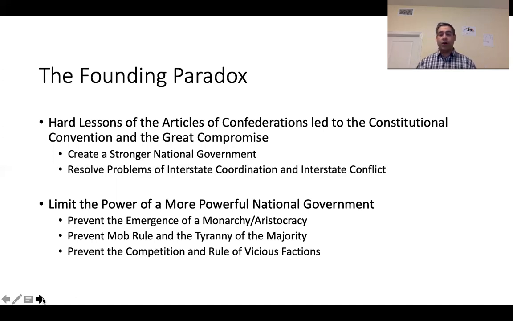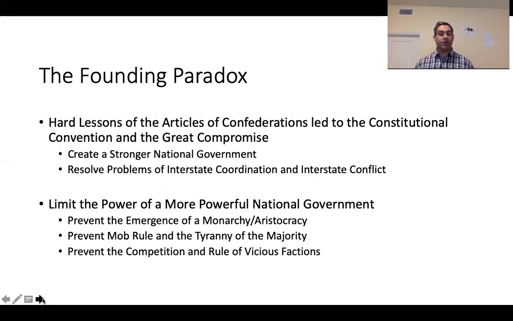So they want to first and foremost prevent the emergence of a monarchy or an aristocracy, a government of the few that dominates the interests of the many. They want this in two ways. They want to preserve their individual freedom as people, but they also want to make sure that they retain some autonomy as states. The second thing they want to prevent is mob rule, a tyranny of the majority.